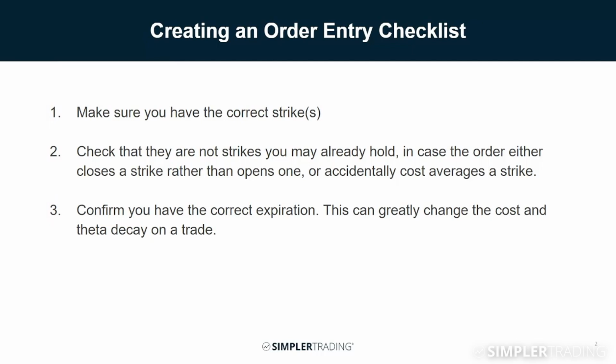So that's another thing that's important, is make sure it's not already a trade that you hold. Or let's say that you bought to open the 3,000 and 3,000 is actually a wing on one of your butterflies, so you're buying to open it again. Well, that can accidentally cost average the trade. Now, that to me isn't as big of a deal.